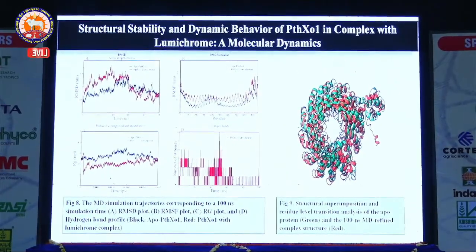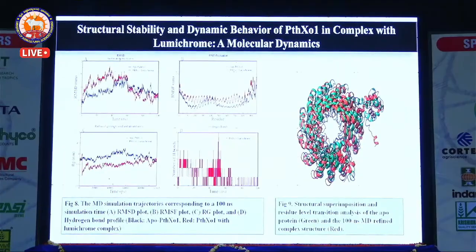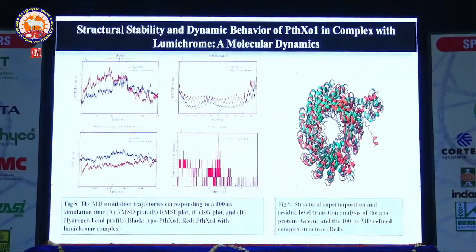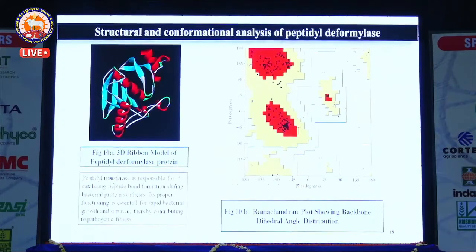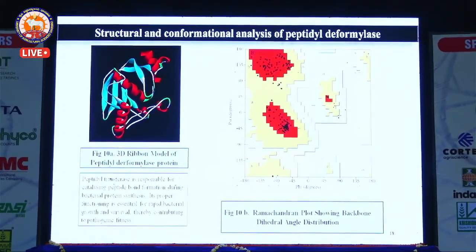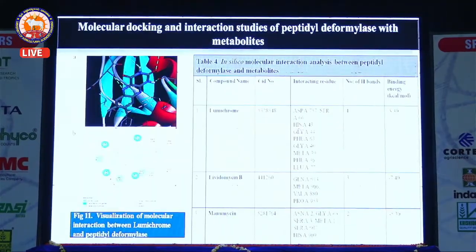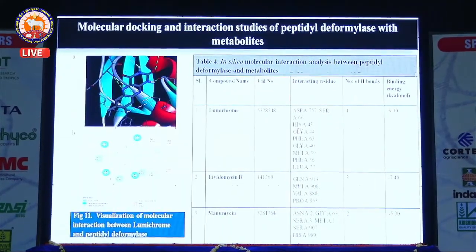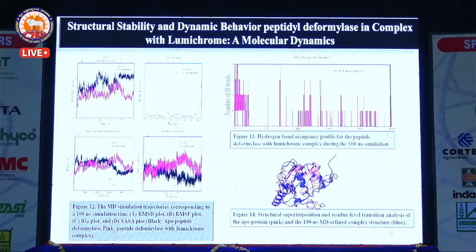And the superimposed structure also shows that it is an induced fit model, which shows the stability of the protein and the ligand. And further, PDF, the peptidyl deformylase protein, was also taken, and here also a stereochemically stable protein was present. And here also lumichrome had bound with the peptidyl deformylase with a binding energy of minus 8.3 kilocalories per mole. And here further you can see the RMSD plot, RMSF plot, and all the plots show the stabilization of the protein. And the superimposition showed an induced fit model.